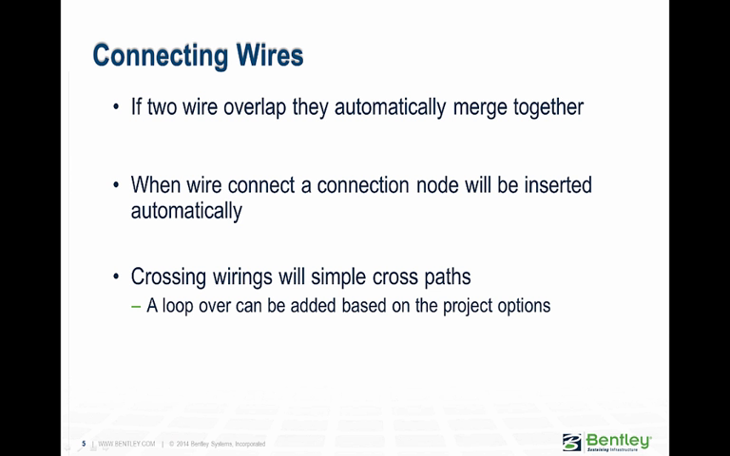In Promis.e, a wire drawn on top of another wire will automatically merge together, leaving one wire. This functionality eliminates the need to stretch or extend a wire within Promis.e. When connecting wires, a connection node will be automatically inserted. When wires cross path, they will simply cross over each other. However, a loopover can be added if desired.